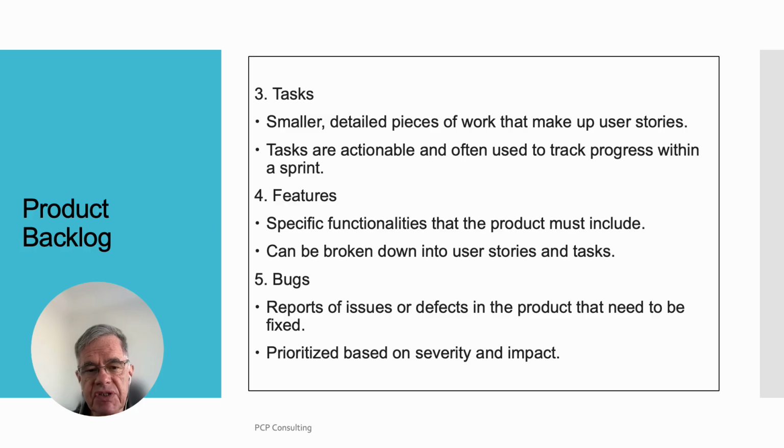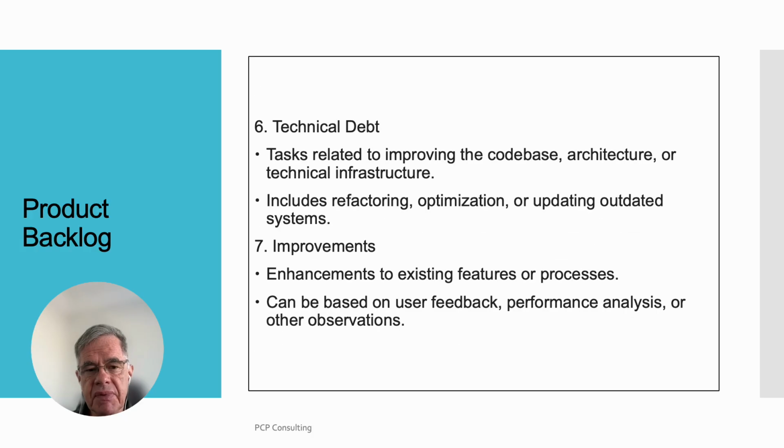Features, specific functionalities that the product must include, can be broken down into user stories and tasks. Bugs, reports of issues or defects in the product that need to be fixed, prioritized based on severity and impact. Technical debt, tasks related to improving the code base, architecture or technical infrastructure, includes refactoring, optimization or updating outdated systems. Improvements, enhancements to existing features or processes, can be based on user feedback, performance analysis or other observations.